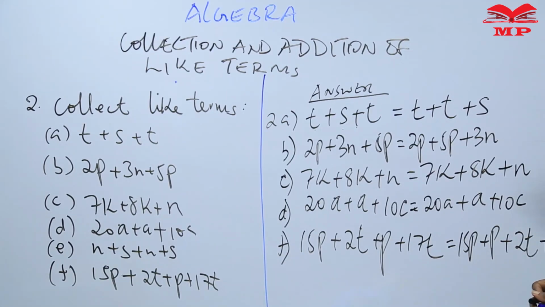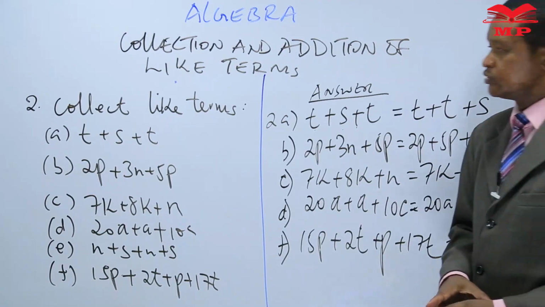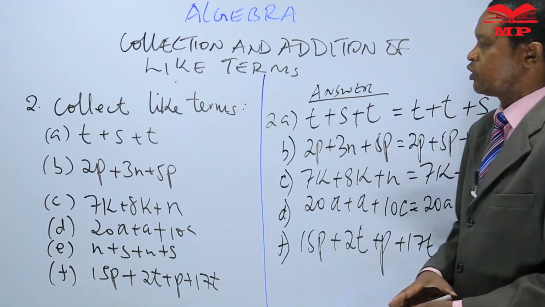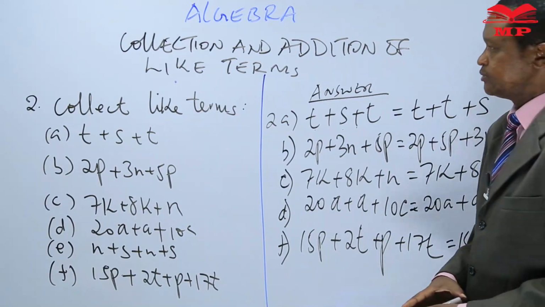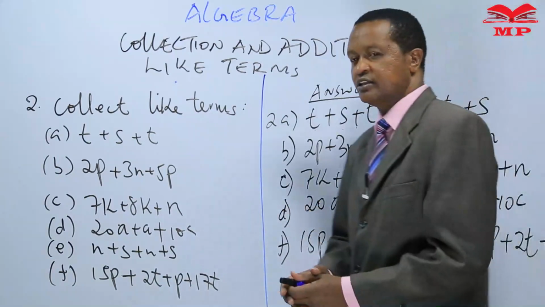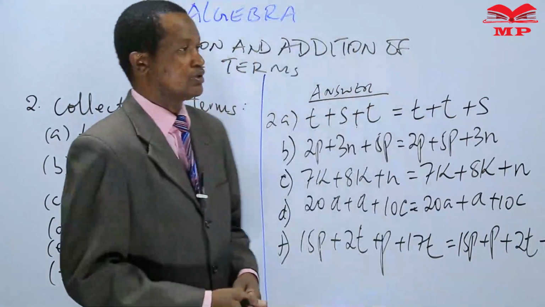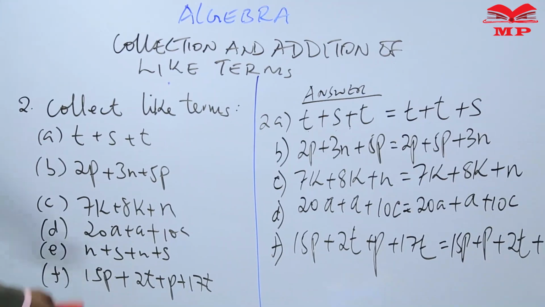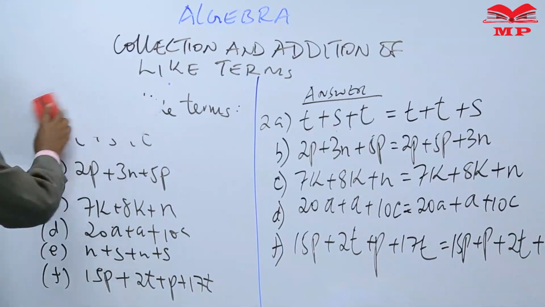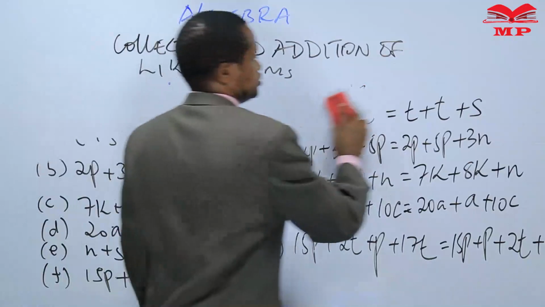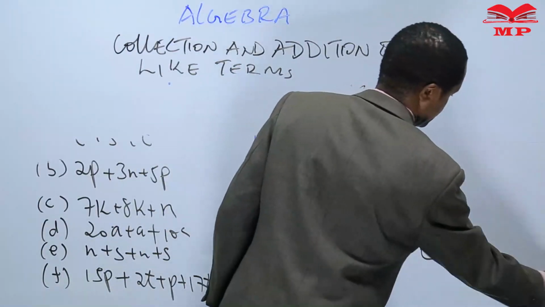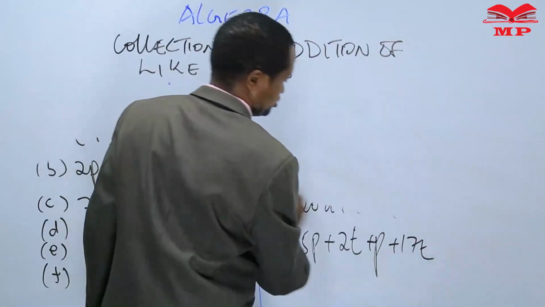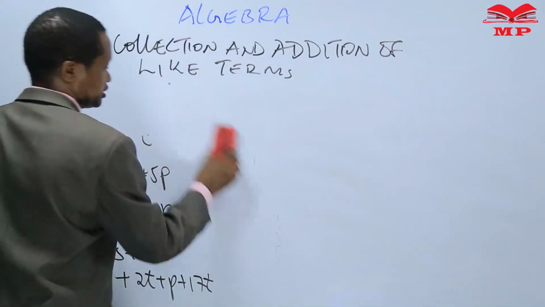So learners, you have answered the question 2, which says collect like terms. So we have collected the like terms. We have collected the like terms for the 5 questions. So learners, I want us to do another example.